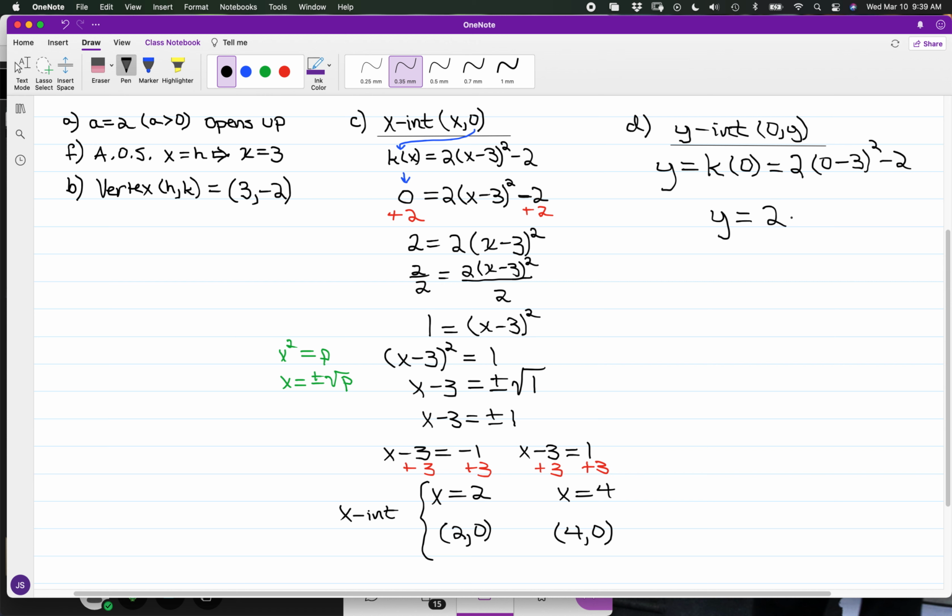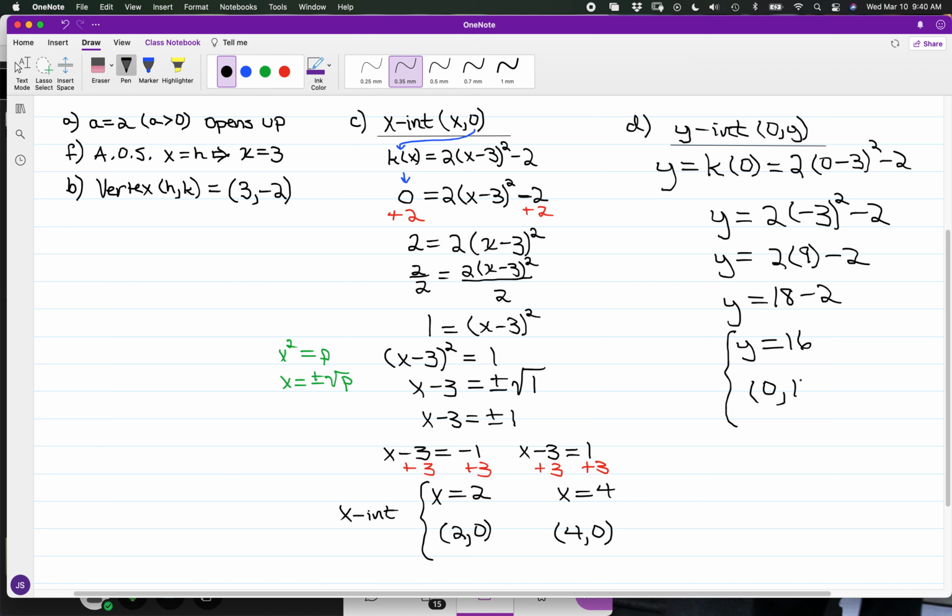And we have 0 minus 3 is negative 3. Negative 3 squared is going to be 9. And 2 times 9 is going to be 18. And in the follow-through, 18 minus 2 becomes 16. So the y-intercept is going to be situated at y is equal to 16. In terms of the location in the xy coordinate system, this is going to be at 0, 16. So we have 3 intercepts, 2 on the x-axis and 1 on the y-axis.